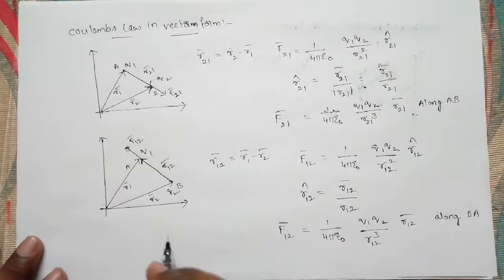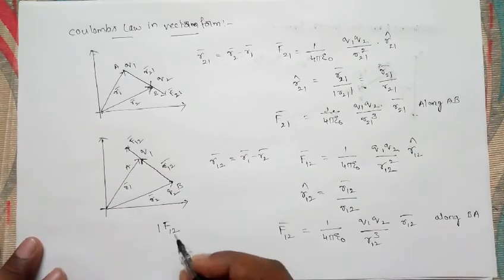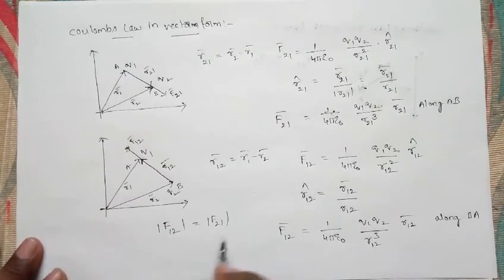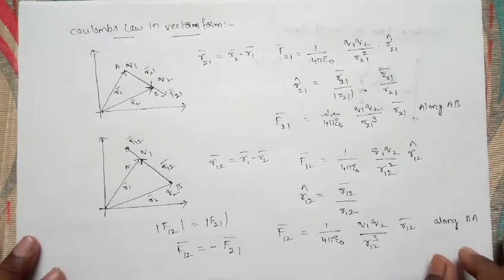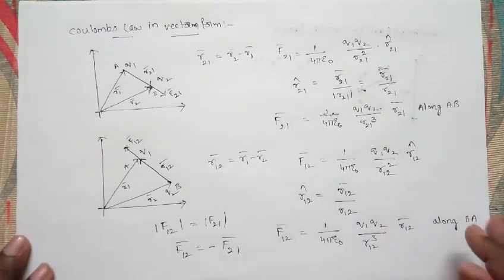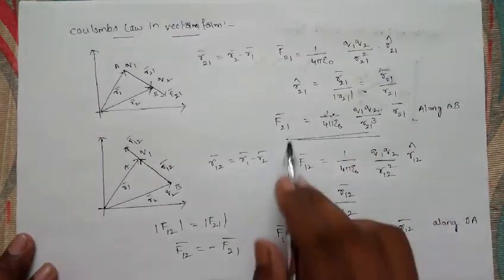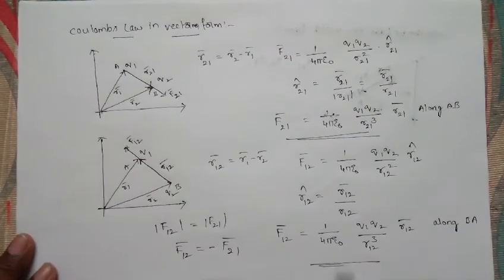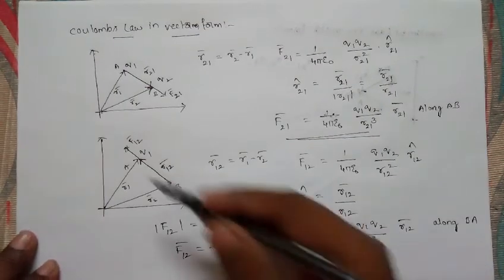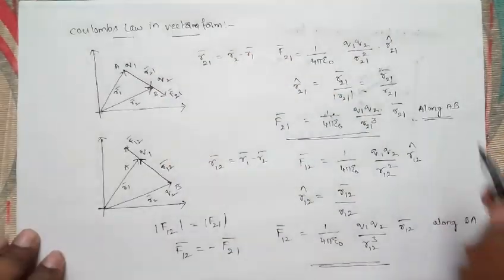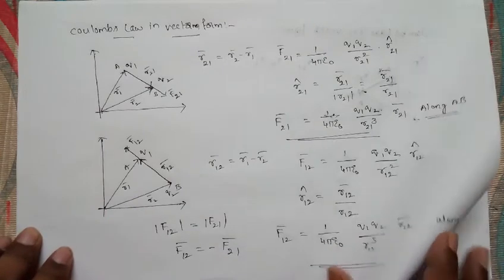You can understand that the magnitude of F12 and the magnitude of F21 are both equal, but the directions are opposite. So F12 bar is nothing but minus F21 bar. This is what you can understand from Coulomb's law in vector form. So when they ask you to write Coulomb's law in vector form, you can represent the force acting on 2 due to 1, and also the force acting on 1 due to 2, and these forces are mutually opposite. They are the same in magnitude, but different in direction.